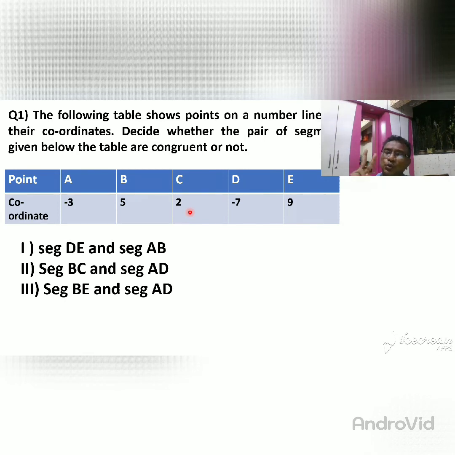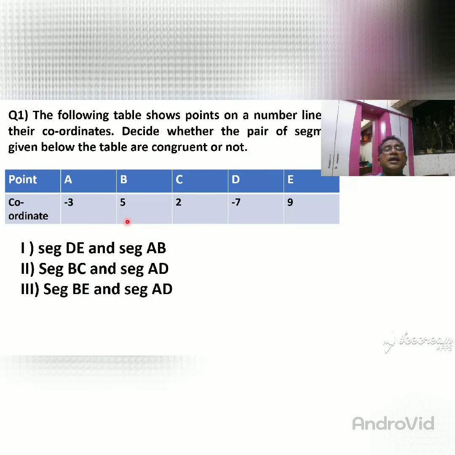C coordinate is 2. So you compare 5 and 2. B coordinate is 5, C coordinate is 2. Which is greater? 5 is greater, or 2 is greater? 5 is greater. So what can you do? 5 minus 2. What do you get? 3. So segment BC is equal to 3. Do you understand? If you don't understand, I will explain again.